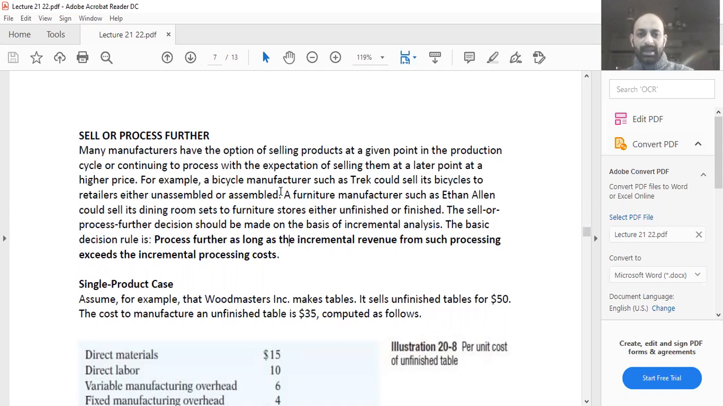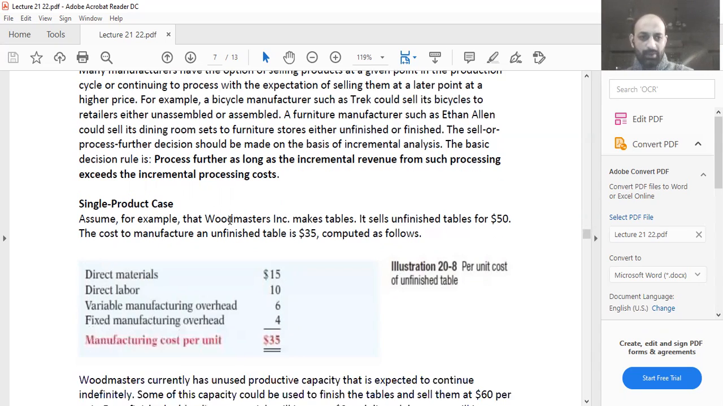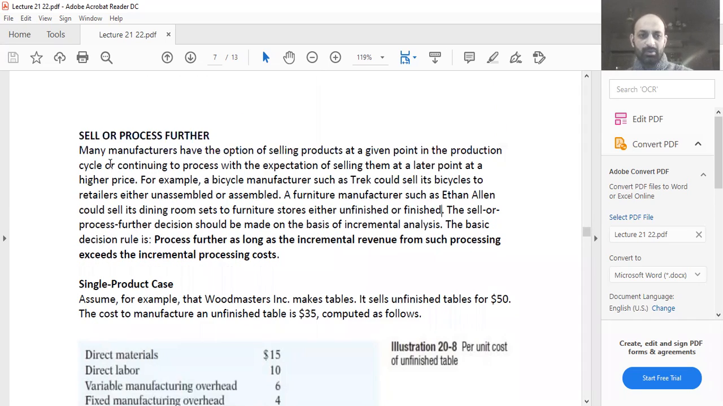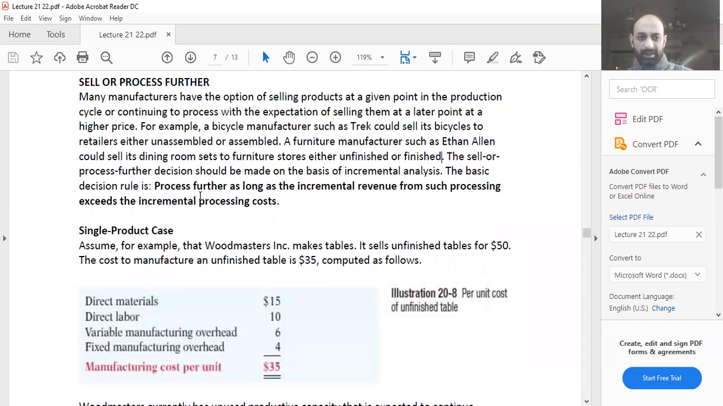For example, a bicycle manufacturer such as Trek could sell its bicycles to retailers either unassembled or assembled. Furniture manufacturers such as Ethan Allen could sell its dining room sets to furniture stores either unfinished or finished. So we will look at this. This is the key when we are dealing with these decisions to sell or process further.